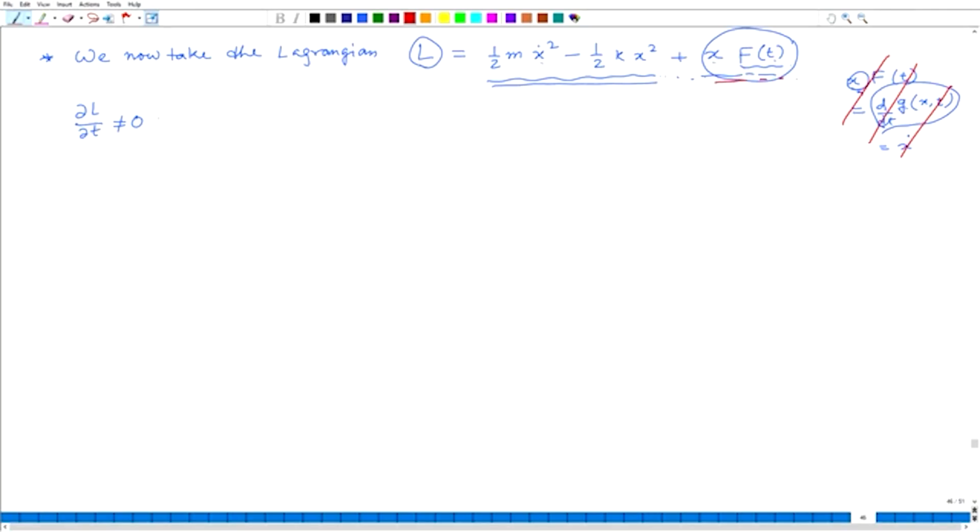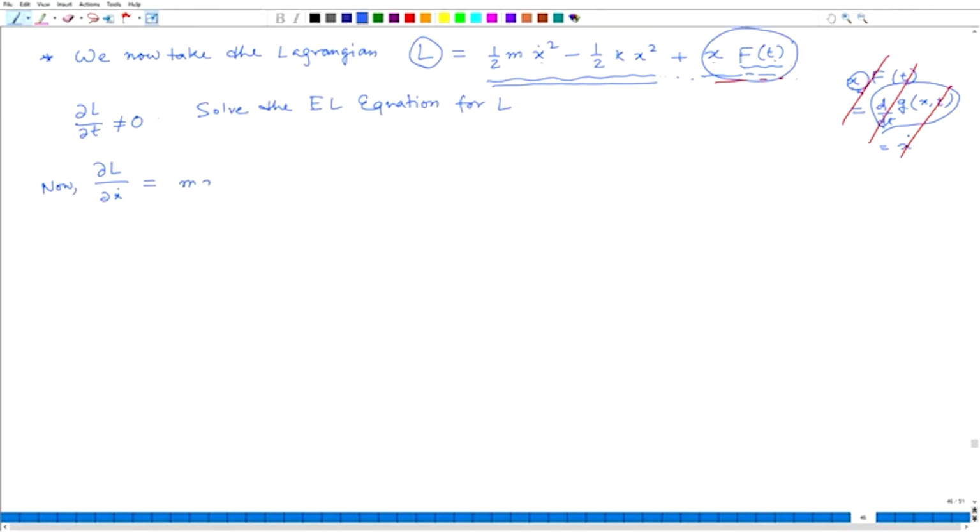Okay. Then what to do? We will simply be obedient enough to solve the Euler-Lagrange equation for L. So, del L del x dot will be what?